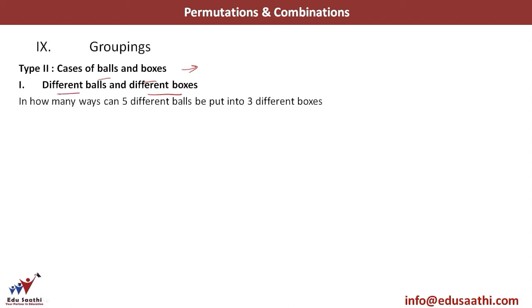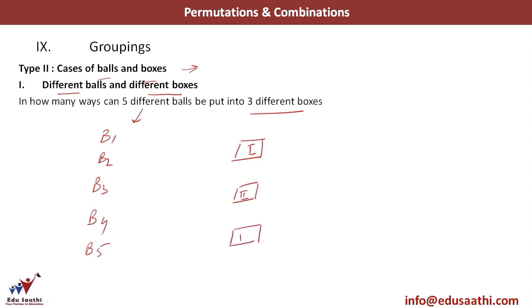It means I have, let's take an example. In how many ways can 5 different balls, so let's label the 5 different balls B1, B2, B3, B4 and B5, be put in 3 different boxes? Let's say I have this box number 1, this is box number 2 and this is box number 3. What I've been asked is in how many ways can these 5 different balls go into these 3 different boxes.